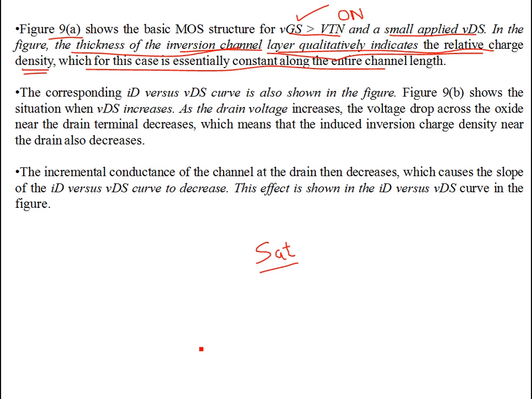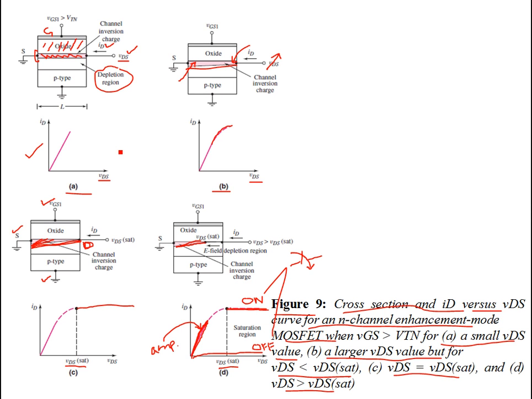So the corresponding ID versus VDS curves that we've seen in figure 9b show that as you increase VDS, the drain voltage increases, and the voltage drop across the oxide near the drain terminal decreases, which means that the induced inversion charge density near the drain also decreases. Yes, the charge density is decreasing because you don't have anything over here. There's no channel. There's no charge available in the inversion layer.